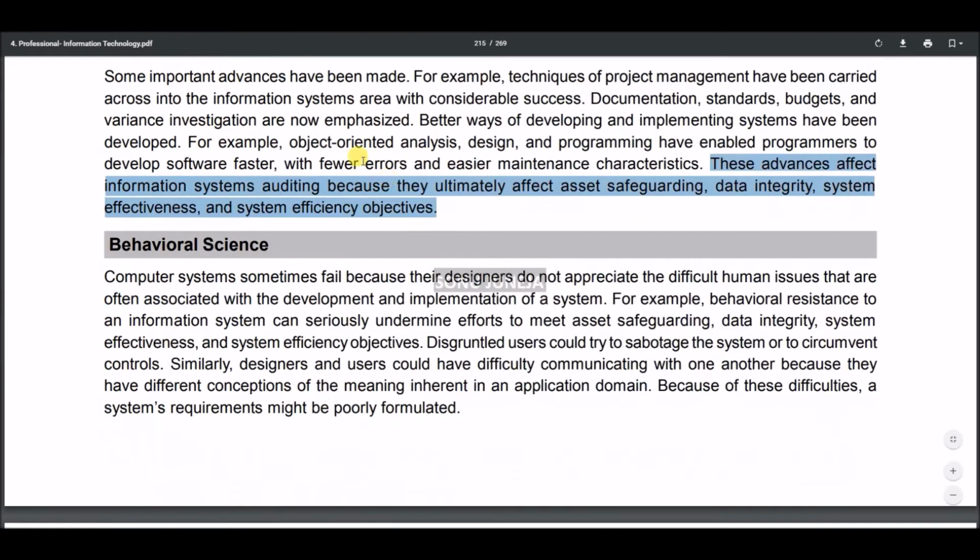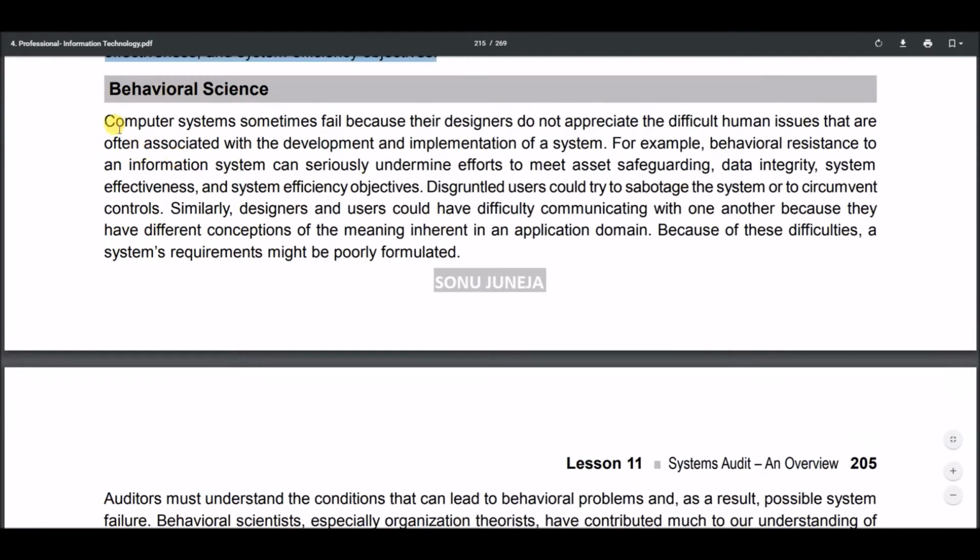Now, the next is behavioral science. Behavioral science is all about human nature. So computer systems fail because their designers do not appreciate the difficult human issues that are often associated with the development and implementation of systems. For example, behavioral resistance to an information system can seriously undermine efforts to meet the asset safeguarding, data integrity, system effectiveness and system efficiency objectives.